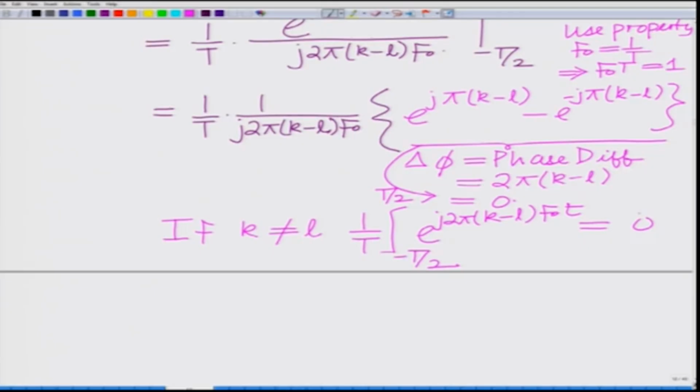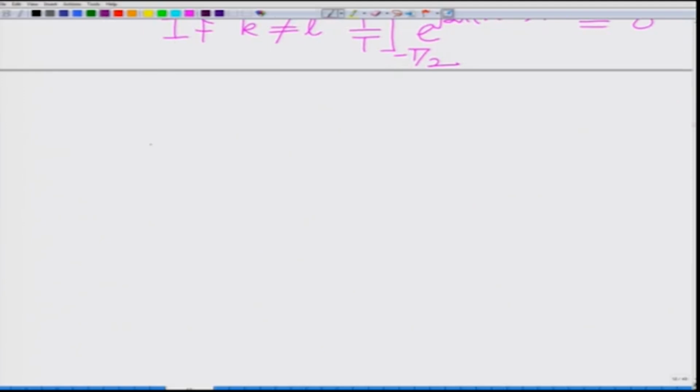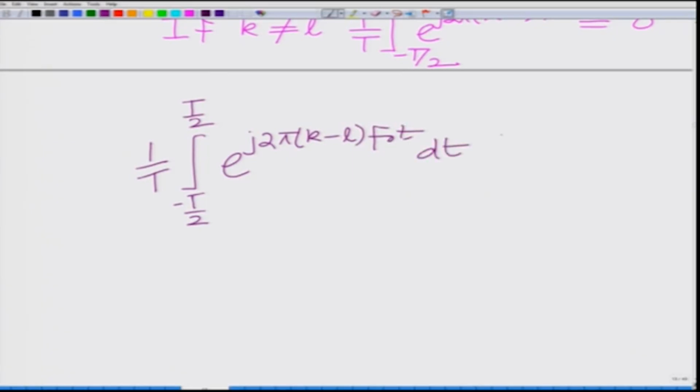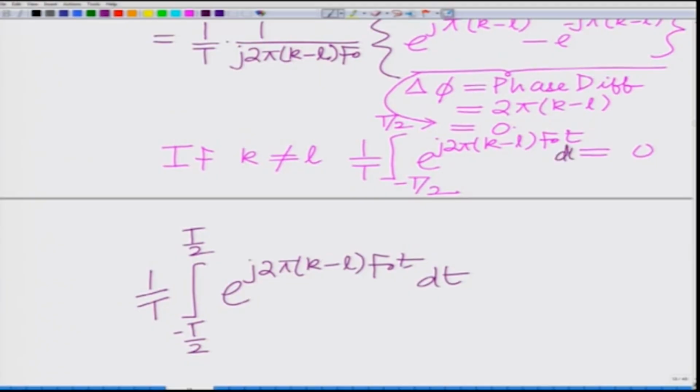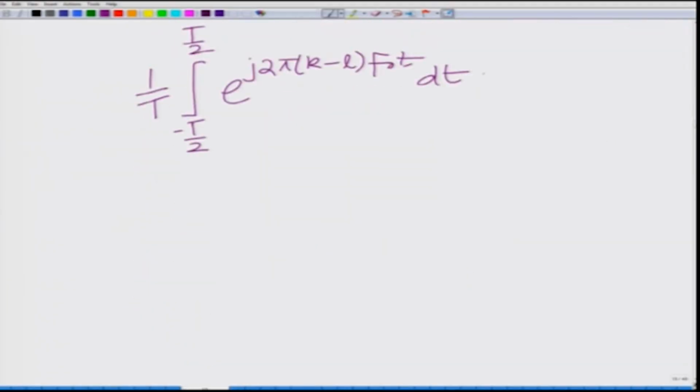Okay. So what we have shown is that this quantity, 1 over T integral from minus T by 2 to T by 2 of e to the power of j 2 pi (k minus L) f naught t dt, is equal to 1 if k is equal to L, and 0 for all integers k not equal to L.